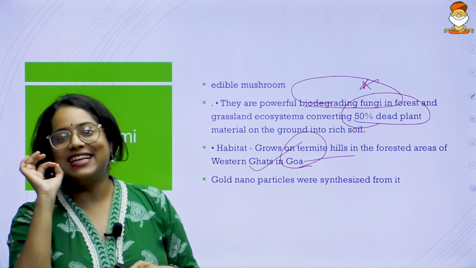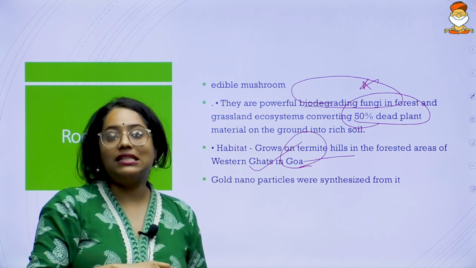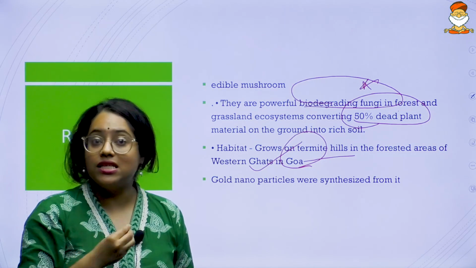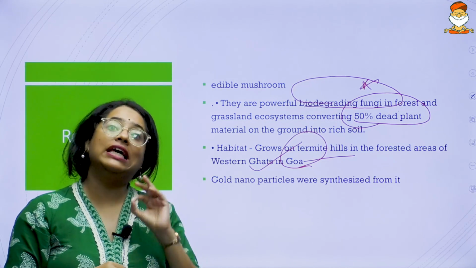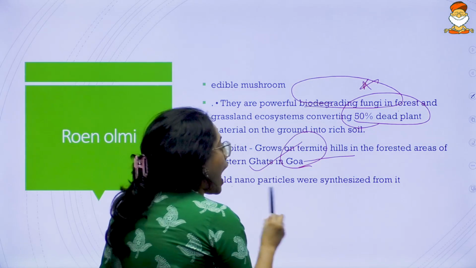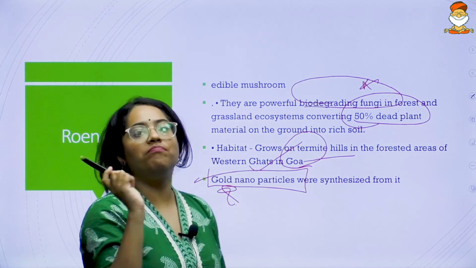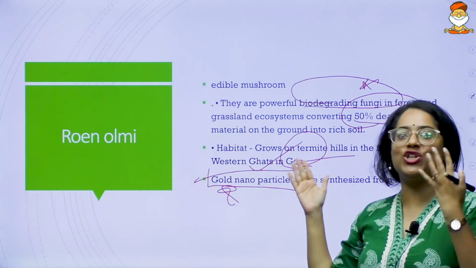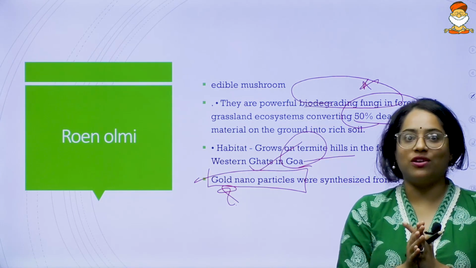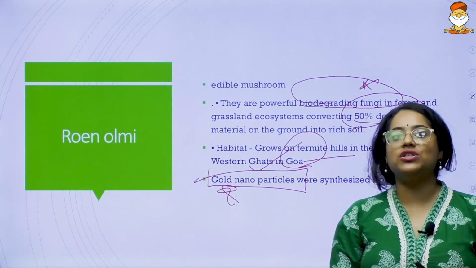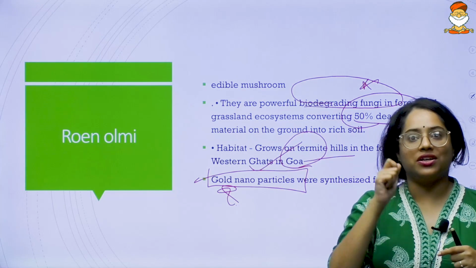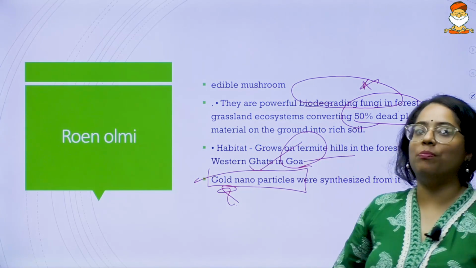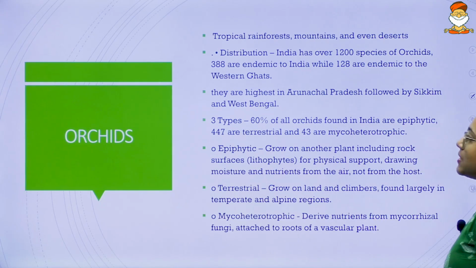The next important thing is the catch. Very recently, scientists discovered that you could create gold nanoparticles from this mushroom species, and that, my friends, is the reason why it is featured in our list. So, Royan Ali, a mushroom species in the Western Ghat regions of Goa, and gold nanoparticles were synthesized from it.